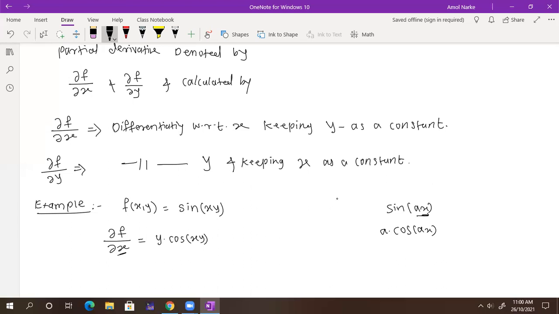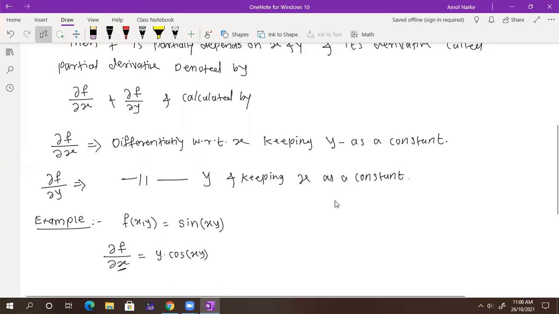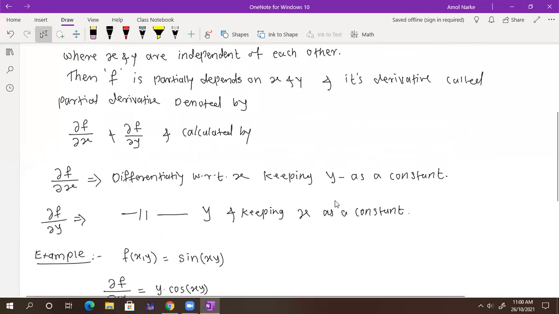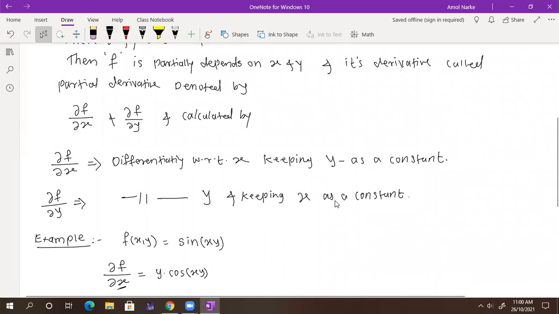Got it, everyone? Yes, sir. You can go up. Yes sir, I want to add that definition. Okay, you wanted to write the definition. Okay, is it okay? Okay.